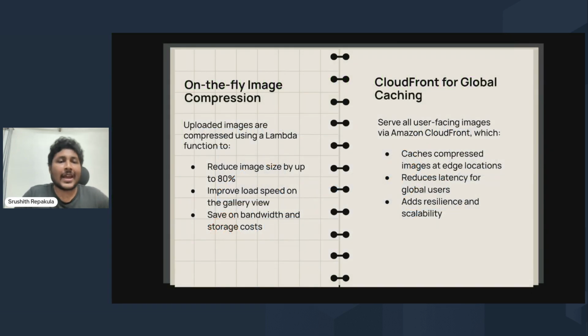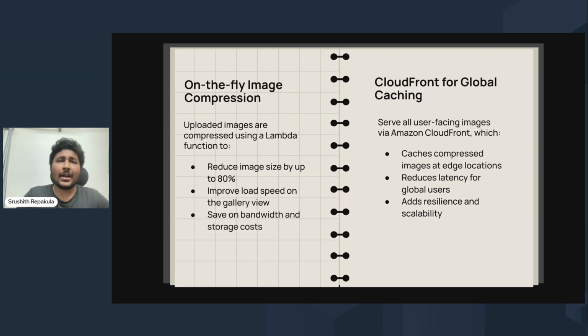The first one is on-the-fly image compression. If you remember the architecture diagram, the moment an image is uploaded into the application, a message is pushed into the SQS queue, which triggers a Lambda function to compress the image. What we were able to achieve is reducing the image size by almost 80% with the compression algorithm that we have used. And in the example that I actually gave you, that Indonesia event that happened a few days back, there were some images where we were able to achieve 90% compression with no loss in quality.